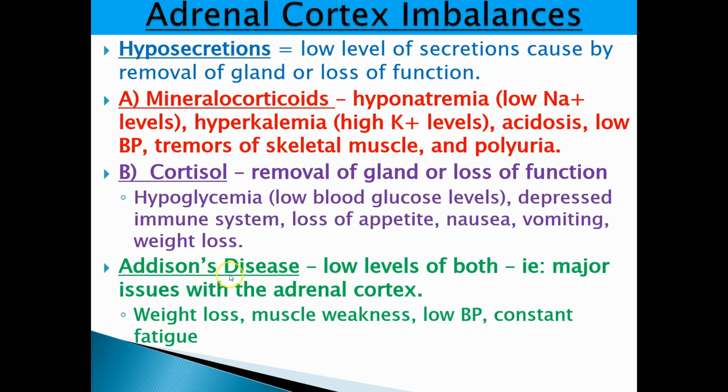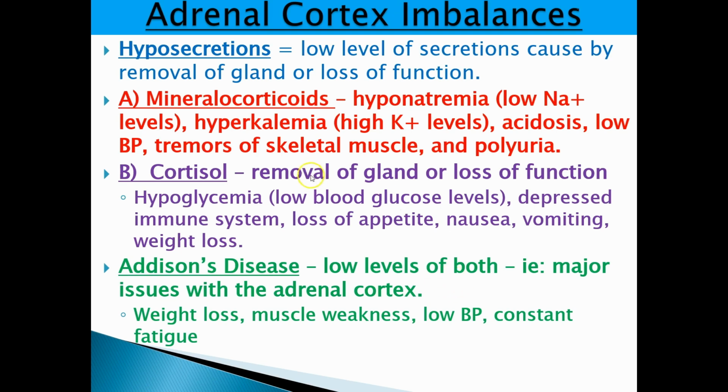Now, Addison's disease, you should understand, is when there's a low level of secretion in both. The adrenal cortex has some severe issues, so none of the hormones are actually being secreted appropriately, or are being secreted at too low of levels, I should say.